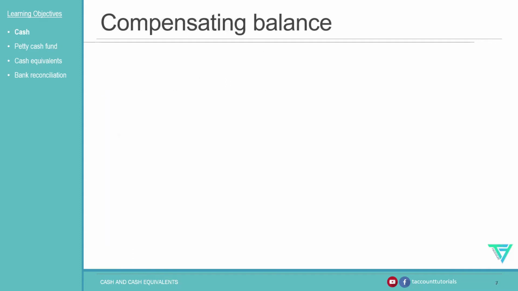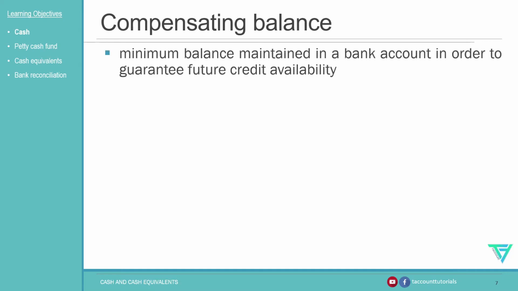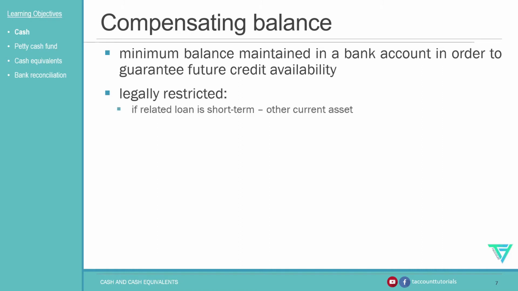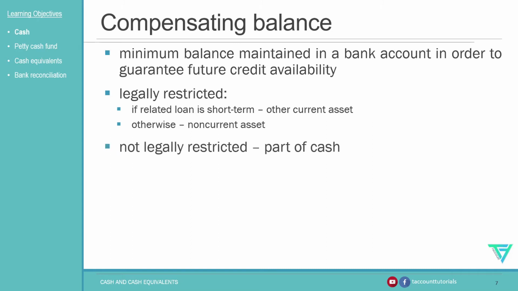So next is compensating balance. What is compensating balance? It is a minimum balance maintained in a bank account in order to guarantee future credit availability. What is the accounting treatment for compensating balance? If it's legally restricted and the related loan is short term, it is classified as other current asset, not included as cash. If the related loan is long term, it's classified as non-current asset. If it's not legally restricted, it is part of cash.